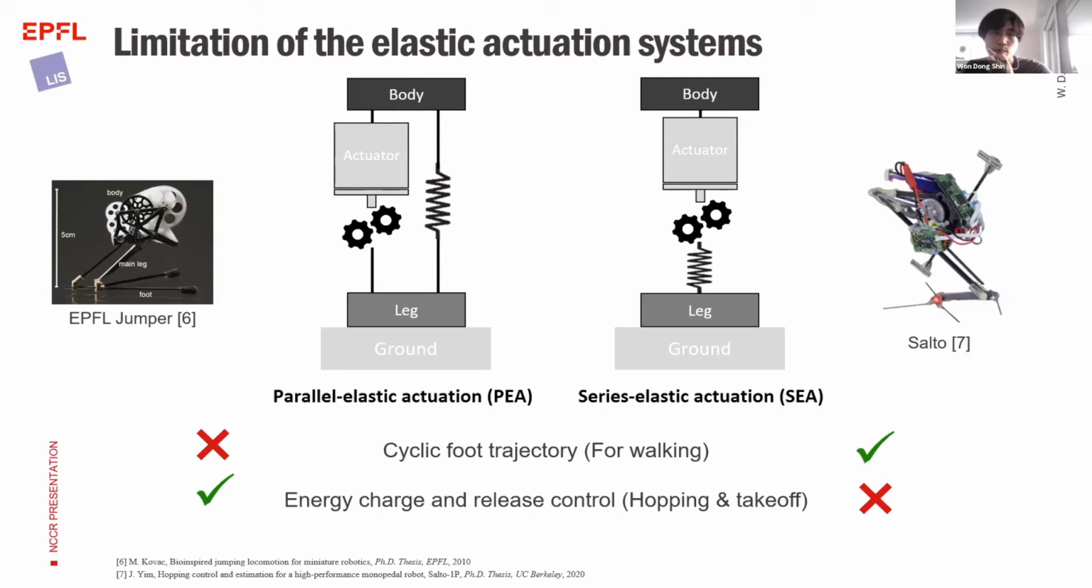Actually, the example I brought up here, the Salto, is based on SEA. Although SEA should be able to generate a cyclic trajectory, this mechanism tried to increase the amount of energy, and that requires some specific design in the linkage design of the leg, and that limited the motion range of the actuator. So Salto also could not have a cyclic trajectory, although it's a series elastic actuation.